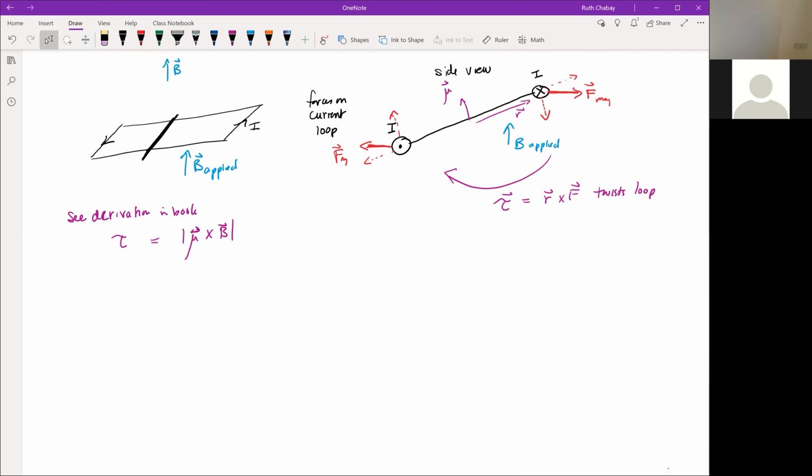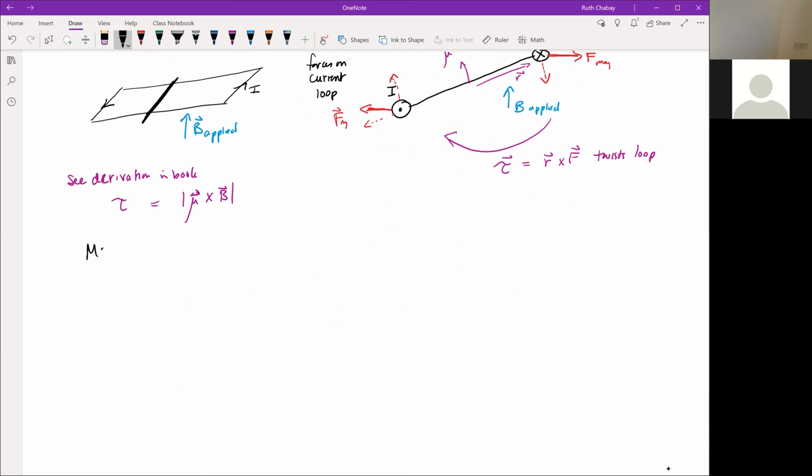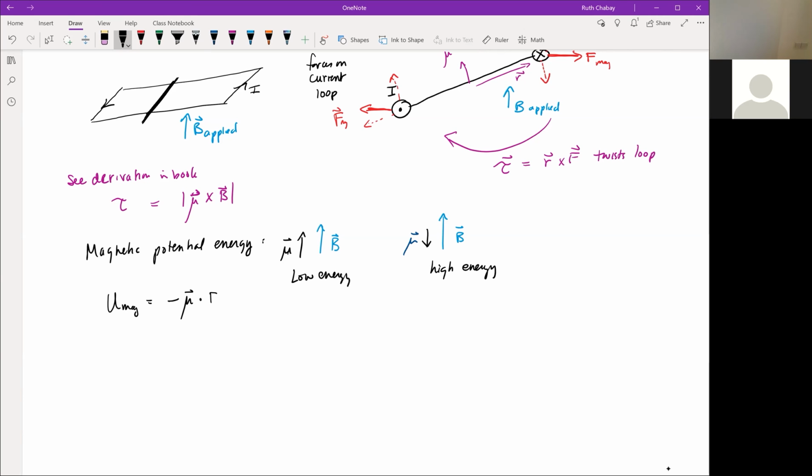There's a potential energy associated with this. Since the natural configuration is magnetic dipole moment aligned with the ambient field, and the unnatural configuration, where you have to put in energy to make this happen, is opposite to the magnetic field. So this is low energy. This is high energy. And it turns out that the magnetic potential energy is equal to minus mu dot B.